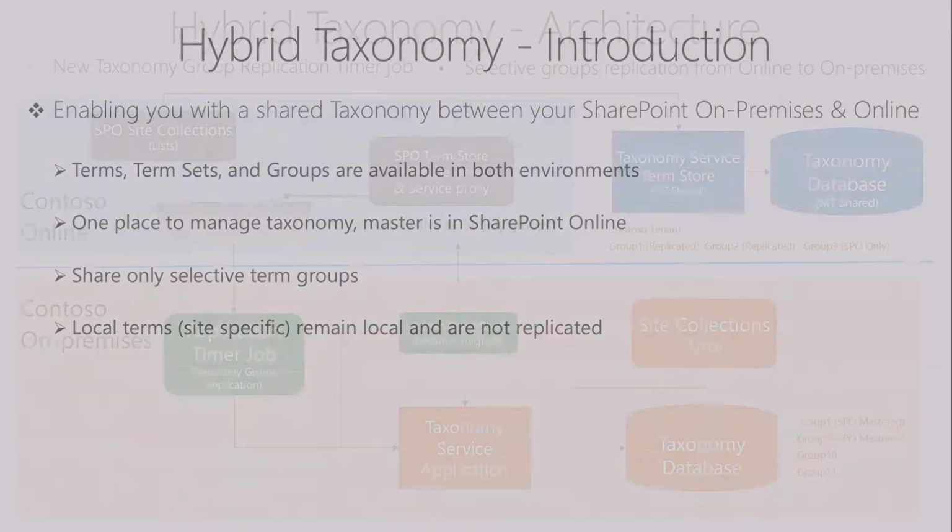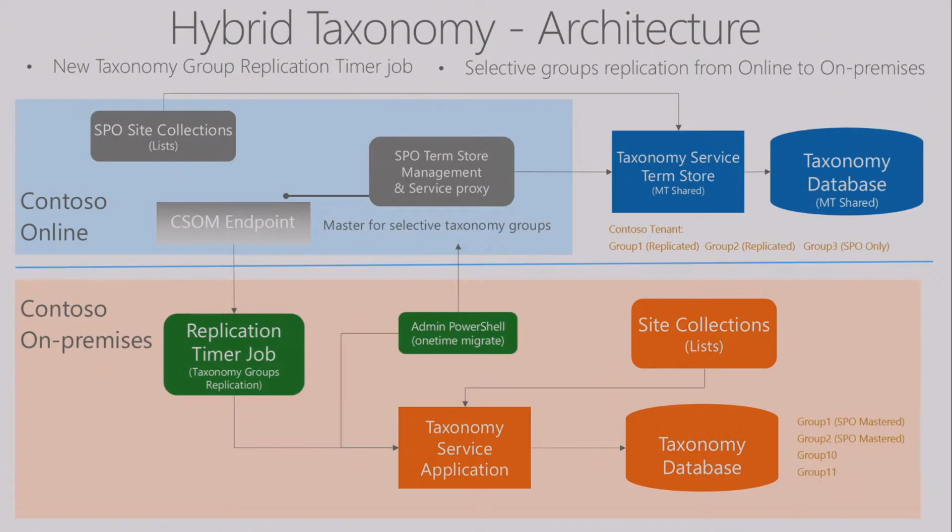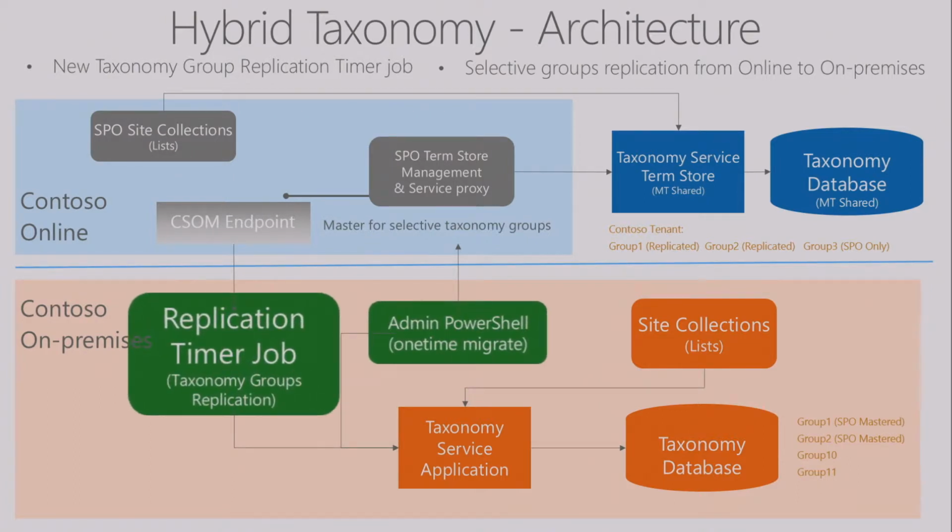Let me get to the architecture slide and talk about it in more detail. In this picture, the majority of the components are ones you are all familiar with. In on-prem, we have a taxonomy service application and a taxonomy database. Site collections use that taxonomy database and service application to serve the taxonomy terms. In SharePoint Online, we have a similar design. However, the taxonomy service application and database are shared with other tenants because it's a multi-tenant environment. The key point is the green components that I have made a little bigger. First and foremost, there is a new replication timer job, and when you configure hybrid taxonomy, this timer job will get enabled.